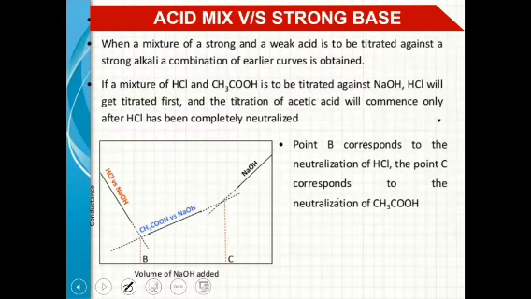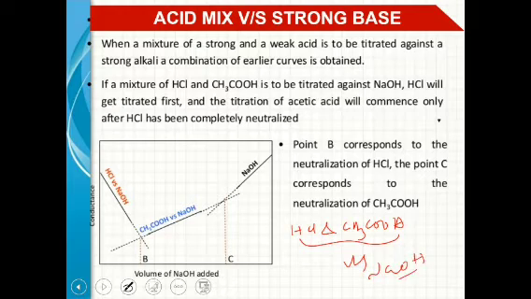The next one, the extra one, is acid mixture versus strong base. The best example for an acid mixture is HCl and CH3COOH. HCl and CH3COOH make an acid mixture, titrated versus a strong base, that is NaOH. If you plot a graph between the conductance of this acid mixture versus the strong base, how does the graph look?